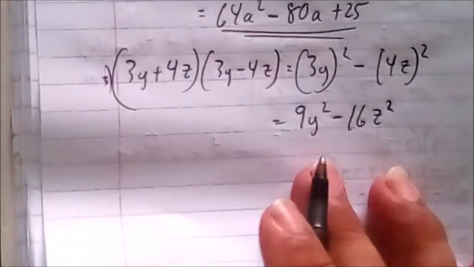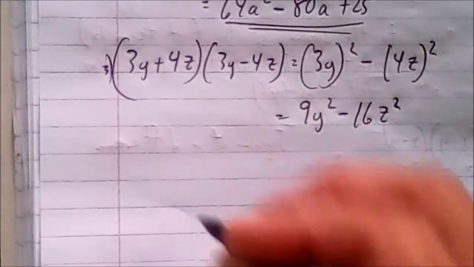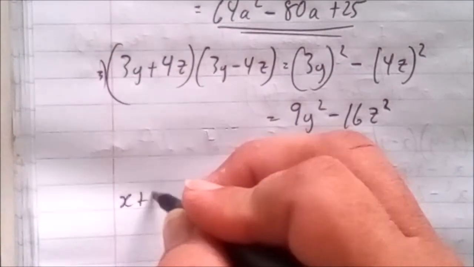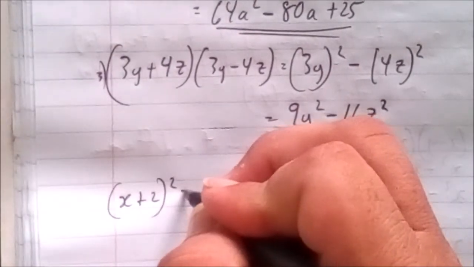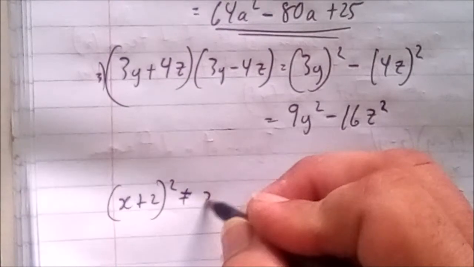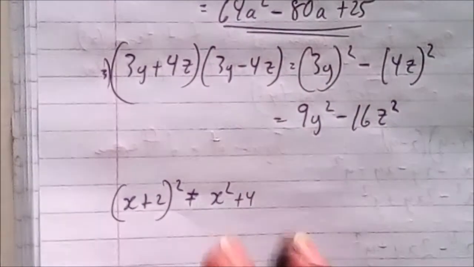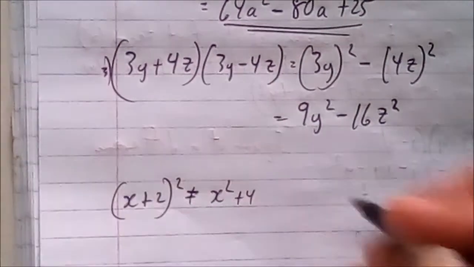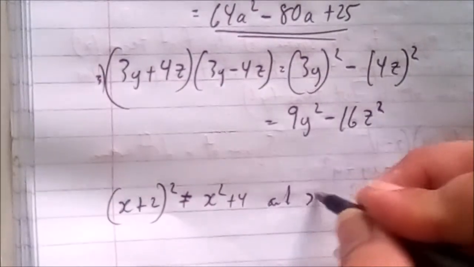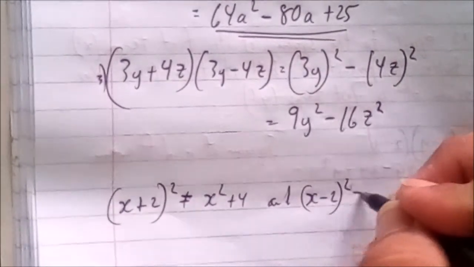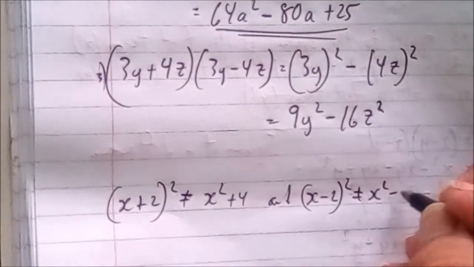Okay. A common error when squaring a binomial is to forget the middle term of the product. For example, let me give an example. If I have x plus 2 squared, that is not equal to x squared plus 4. It doesn't equal that. And x minus 2 squared is not equal to x squared minus 4.